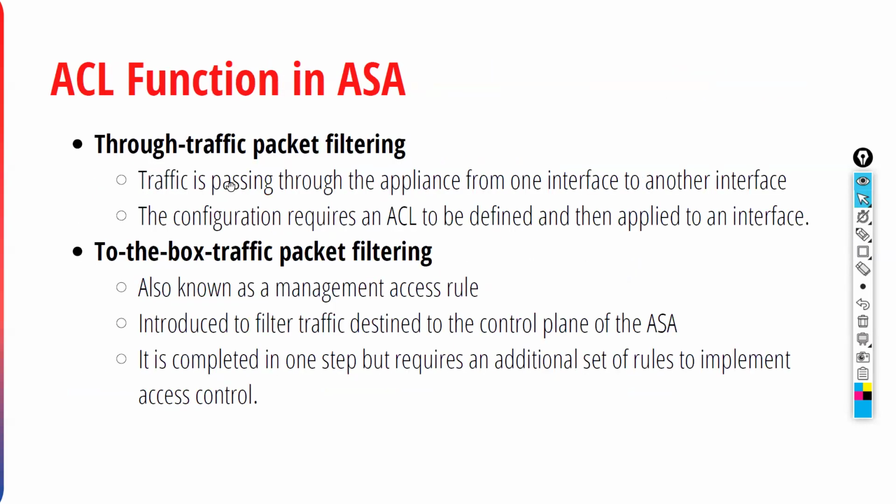Now, this is through-the-box packet filtering. Right now, what I was discussing is the traffic that is passing through the firewall and the traffic that is for the firewall. So what is through traffic? Traffic that is passing through the appliance, through the firewall, from one interface to another interface. This configuration requires an ACL to be defined and then applied to an interface. So we can filter the through traffic using the ACL.